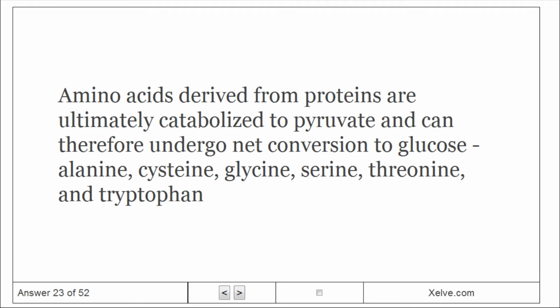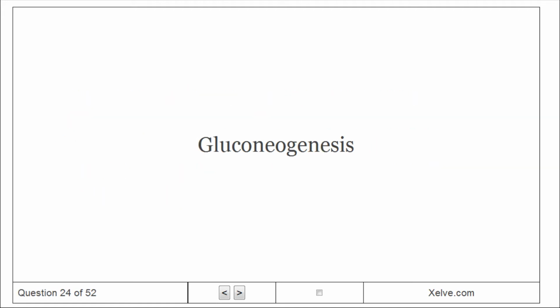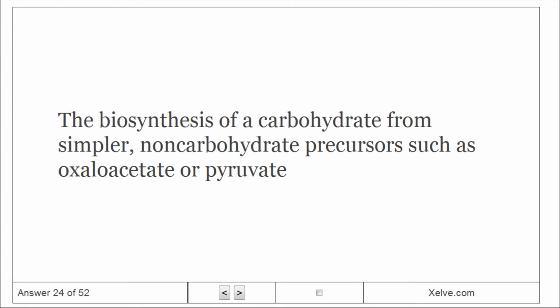Glucogenic. Amino acids derived from proteins are ultimately catabolized to pyruvate and can therefore undergo net conversion to glucose: alanine, cysteine, glycine, serine, threonine, and tryptophan. Gluconeogenesis. The biosynthesis of a carbohydrate from simpler, non-carbohydrate precursors such as oxaloacetate or pyruvate.